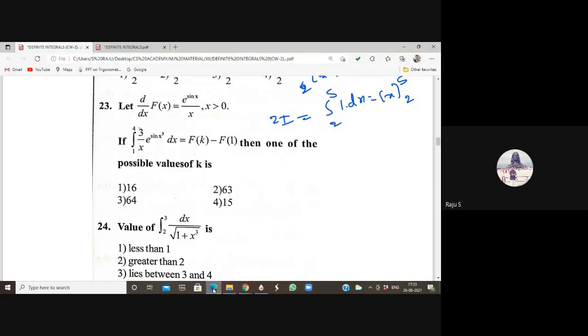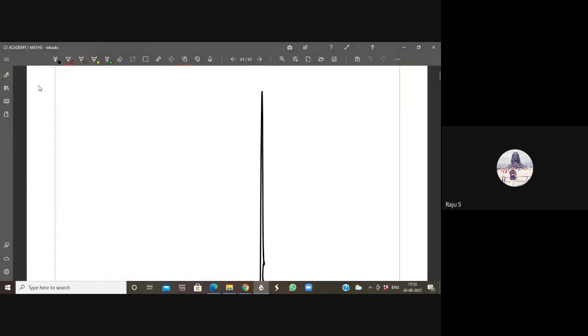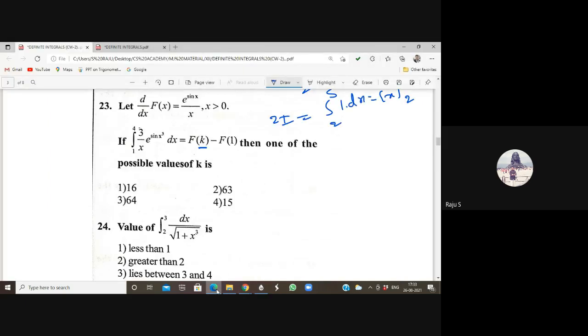Next question. It's a logical question. They are asking the k value. For finding the k value, they have given one condition. See, students, I am going to take this value. Both the conditions: first, tell me what is the first condition. d by dx of capital F of x is equal to e to the power of sin x by x, x is greater than 0, right?